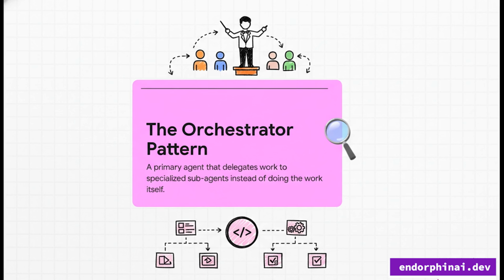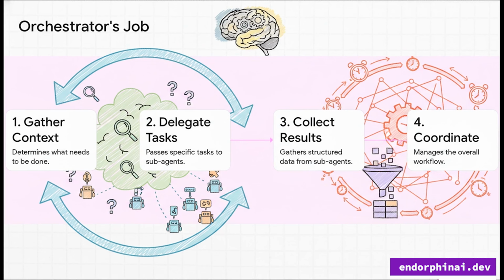Its only job is to delegate specific, focused tasks to other, smaller sub-agents. This orchestrator isn't writing code or validating files. It's just focused on the big picture, the high-level workflow. So the orchestrator's job boils down to this really simple 4-step loop.